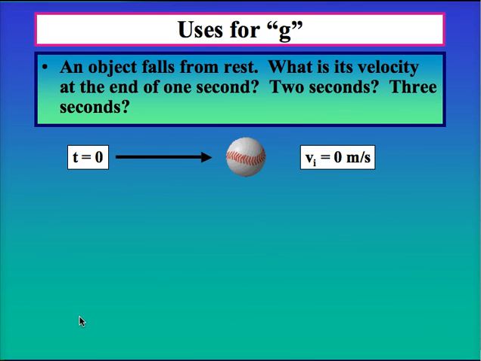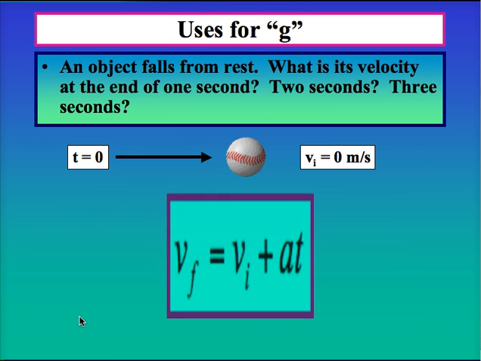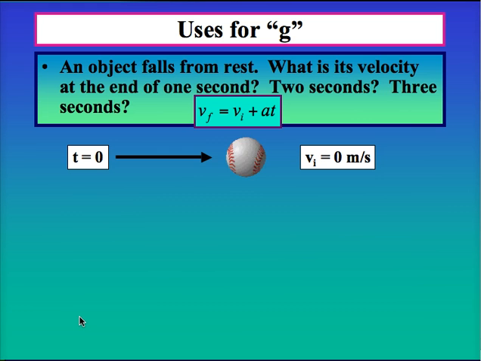So let's use g and figure out what happens as an object falls. Here's a baseball falling from rest. What's its velocity at the end of 1, 2, or 3 seconds? We can use the kinematics equations that we've learned already, Vf equals Vi plus At, to calculate the velocity at the end of each second.